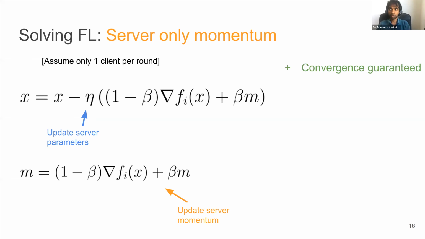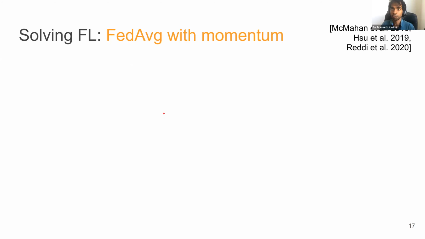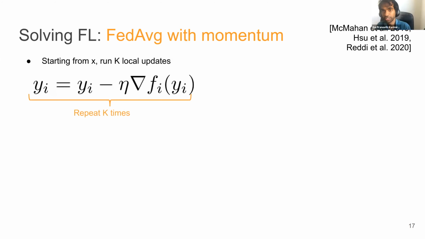Okay, so the nice thing about this is that convergence is guaranteed because it is basically the SGD with momentum, the centralized algorithm. But of course, we're just doing one local update per round, so it communicates a lot. So how would we use federated averaging with momentum?